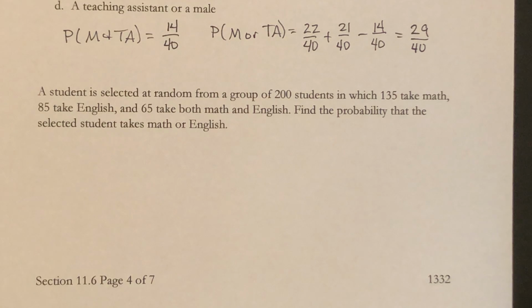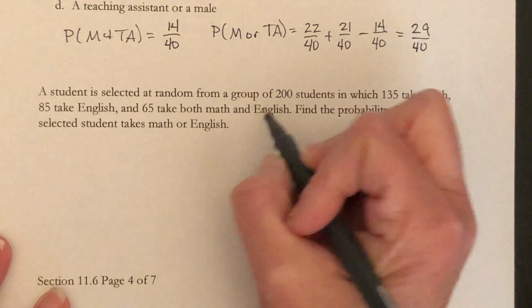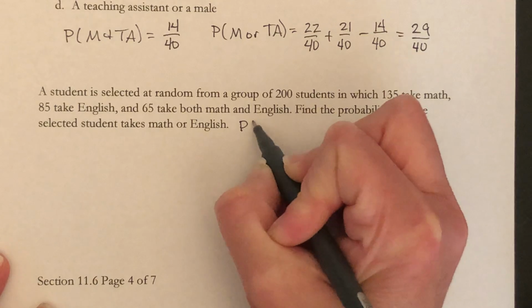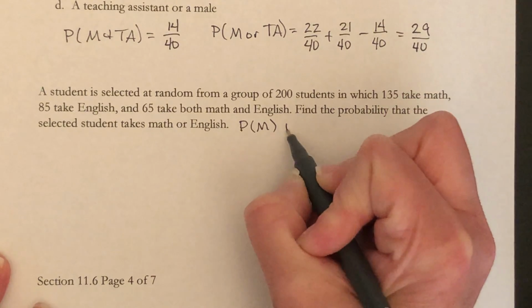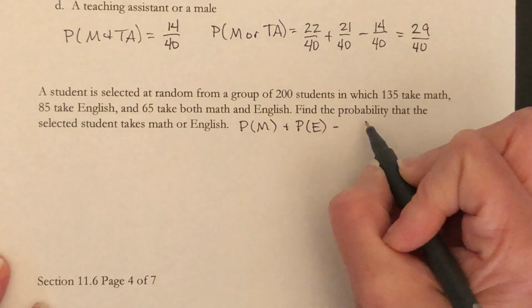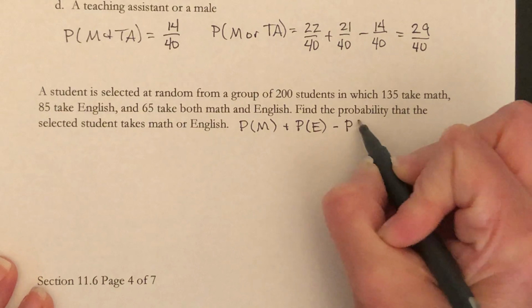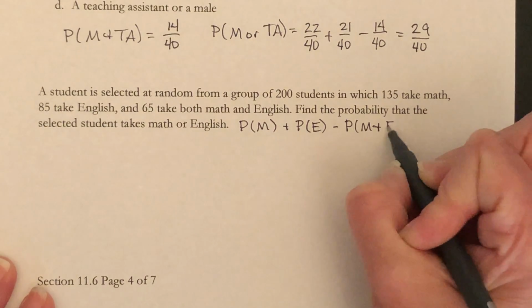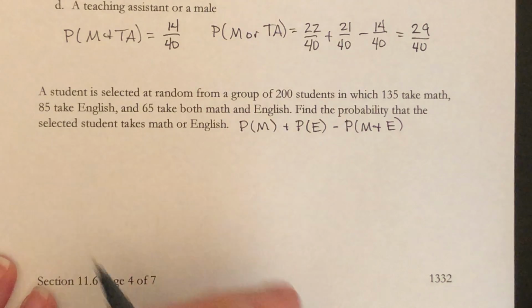A student is selected at random from a group of 200 students in which 135 take math, 85 take English, and 65 take both math and English. Find the probability that the selected student takes math or English. So we need to find the probability that someone is in math, and then we're going to add the probability that someone is in English, and then we're going to subtract off the probability that they are in math and English, and that will give me the answer I'm looking for.